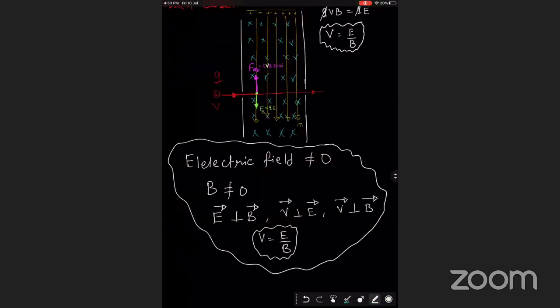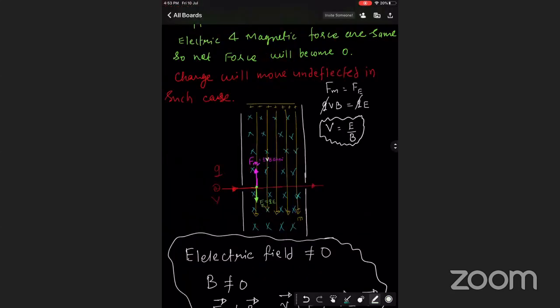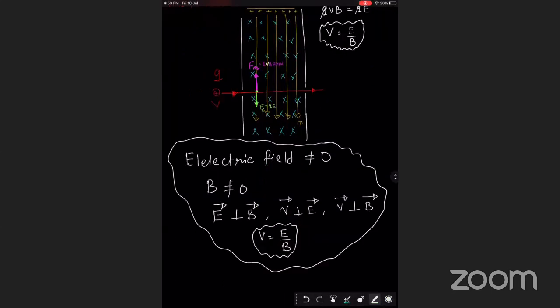Understood this topic, everyone? Yes, sir. Okay. Now I'm moving ahead to the next topic. The next topic is the mass spectrograph.